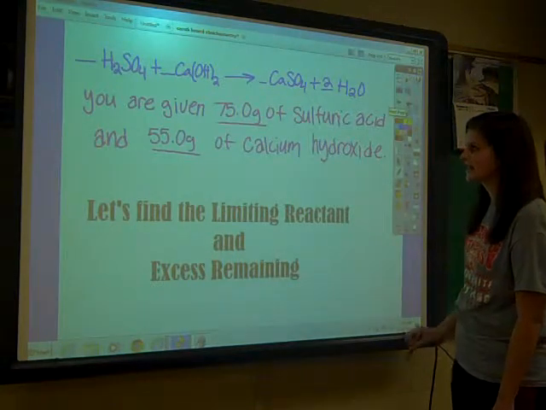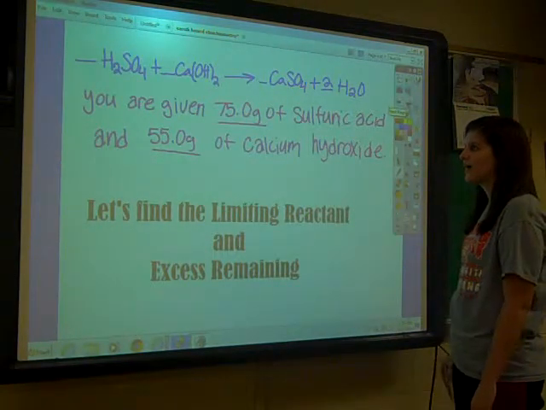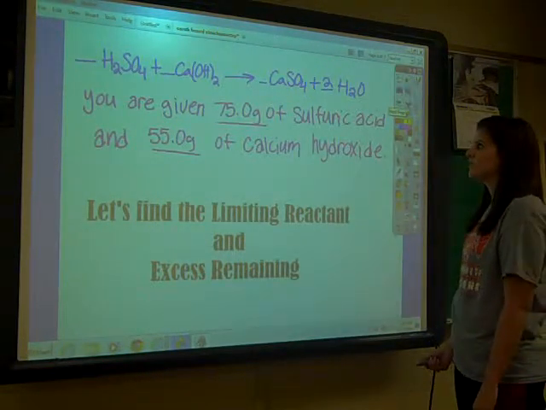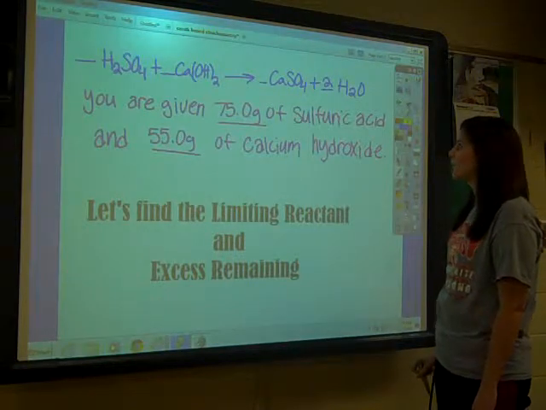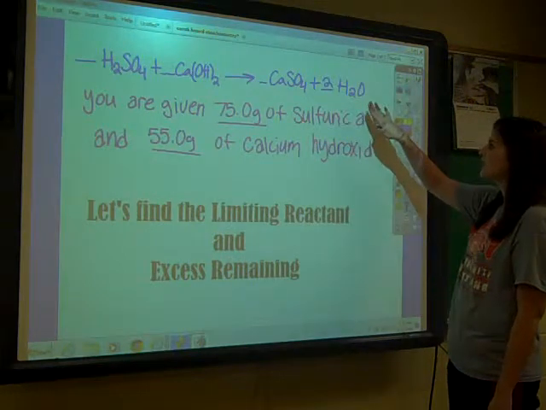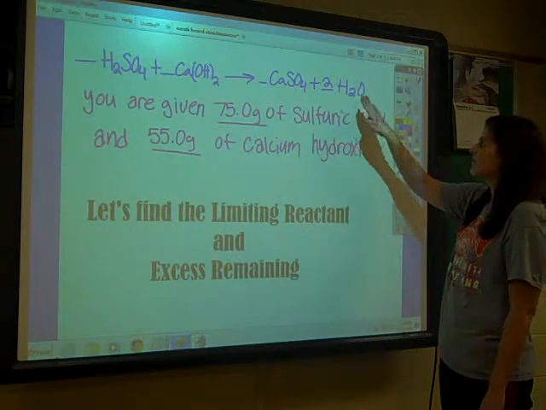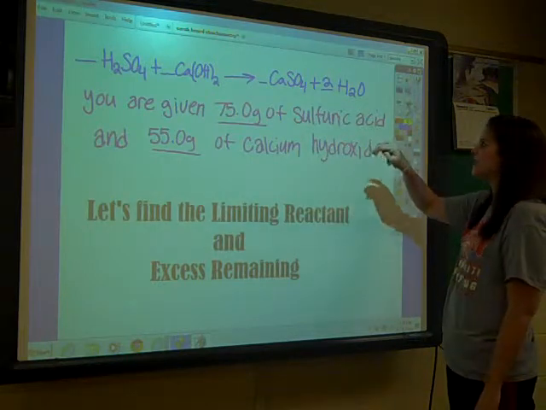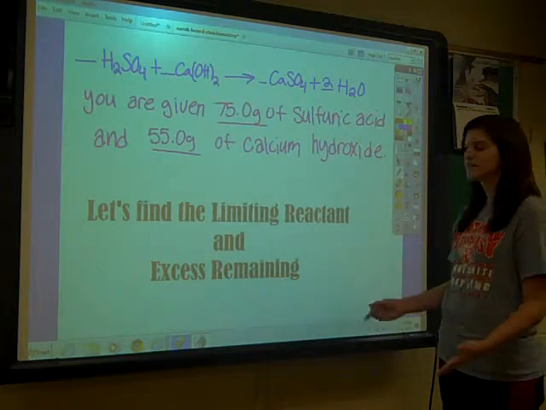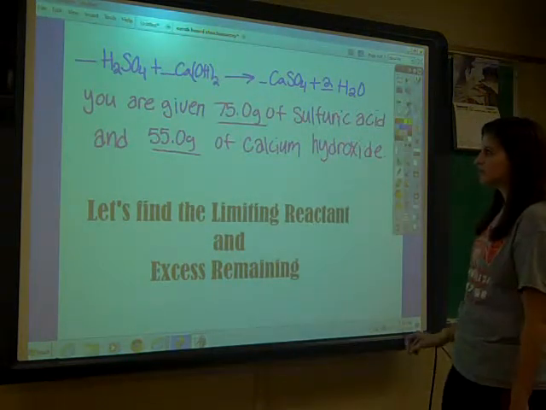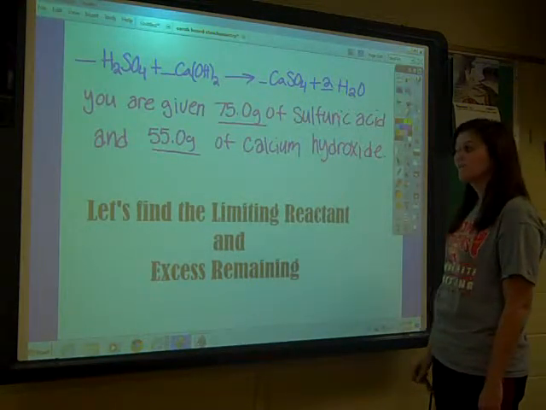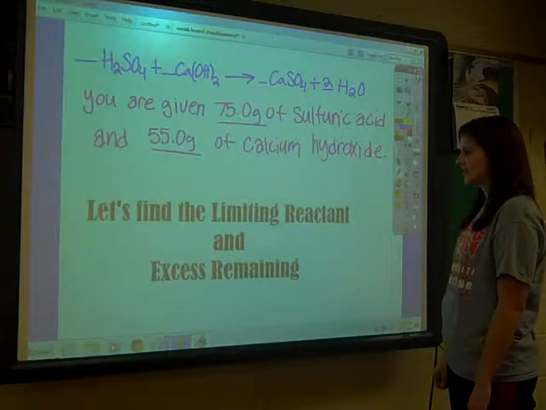Okay, so sulfuric acid would be H2SO4 and calcium hydroxide would be Ca(OH)2. And it would yield calcium sulfate, CaSO4, and water, H2O. In order to balance this equation, you need a 2 on your water because it gives you 4 hydrogens on both sides of the equation and 6 oxygens altogether on both sides, so it is balanced. And for the first problem, you are given 75.0 grams of sulfuric acid and 55.0 grams of calcium hydroxide.